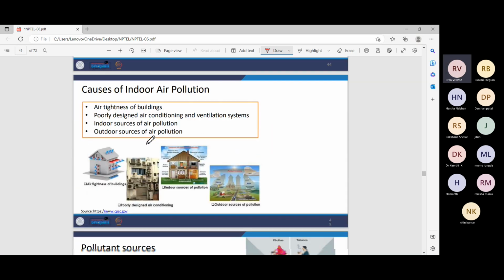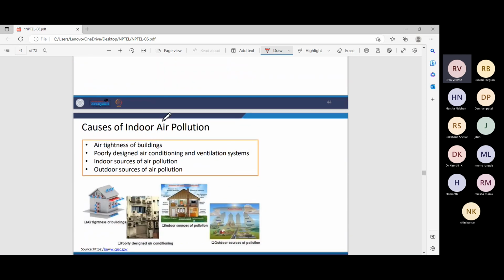Okay, so coming towards the causes of the indoor air pollution, basically, see, just a second.